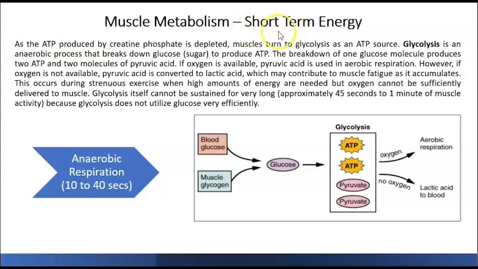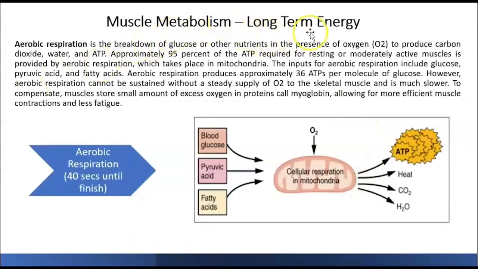The next one is short-term energy. This one is from 10 seconds to 40 seconds. This one is going to be through anaerobic respiration, which is the step necessary in order to create this glycolysis, and you produce 2 ATPs. The next one is long-term energy. Long-term energy is from 40 seconds until you finish running. In this case, this is going to be aerobic respiration, and this produces 36 ATPs.